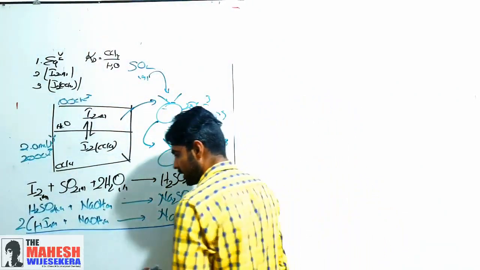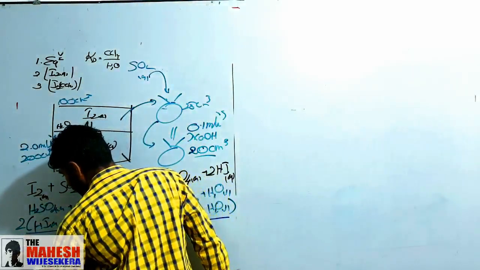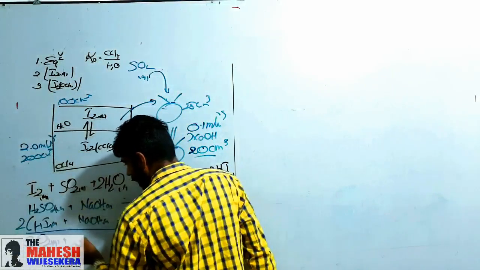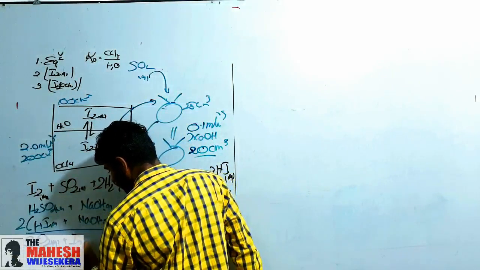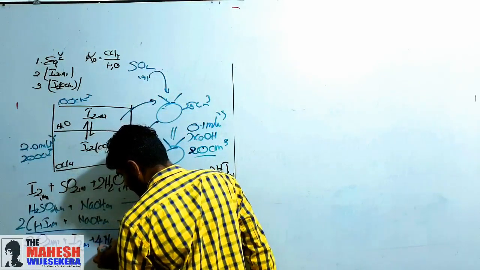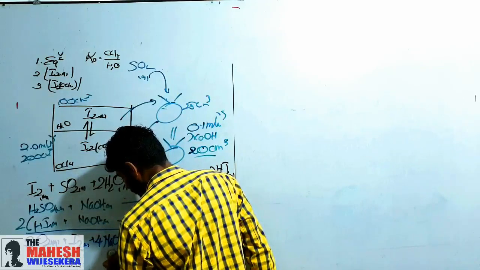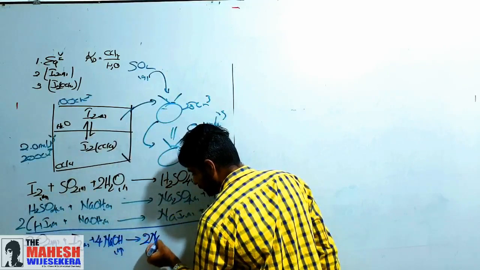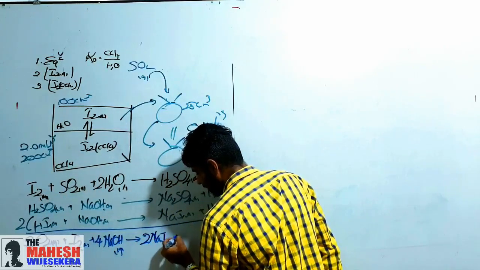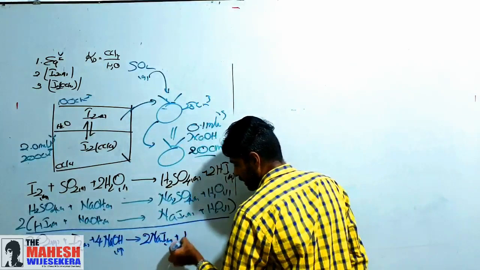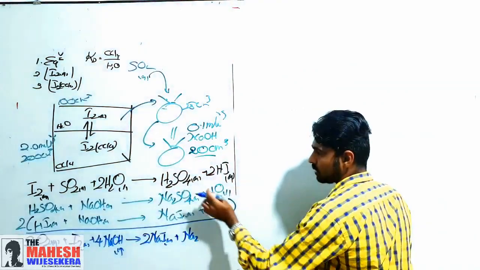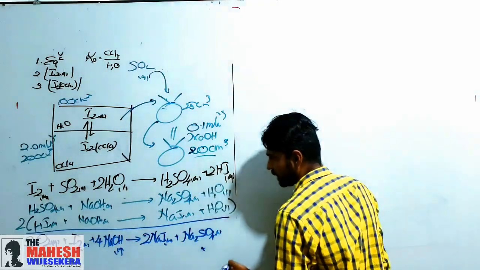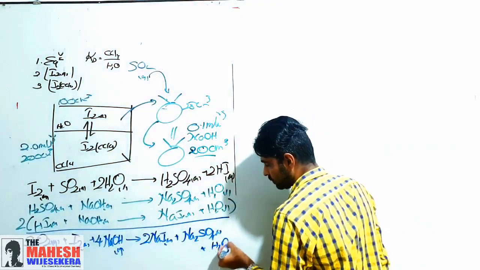So the overall equation will be SO2 aqueous plus I2 aqueous plus 4NaOH aqueous goes to 2NaI aqueous plus Na2SO4 aqueous plus water. That's all.